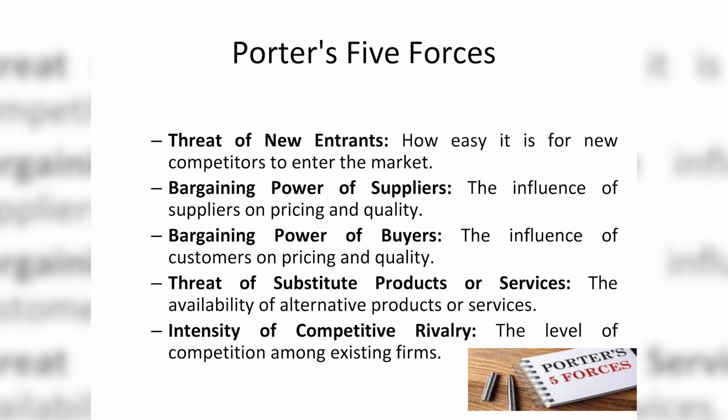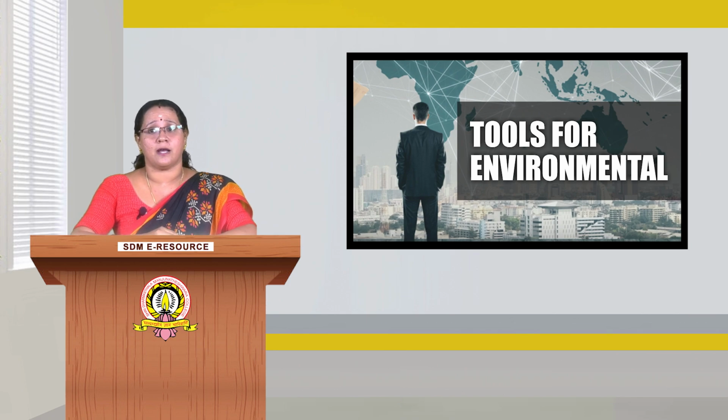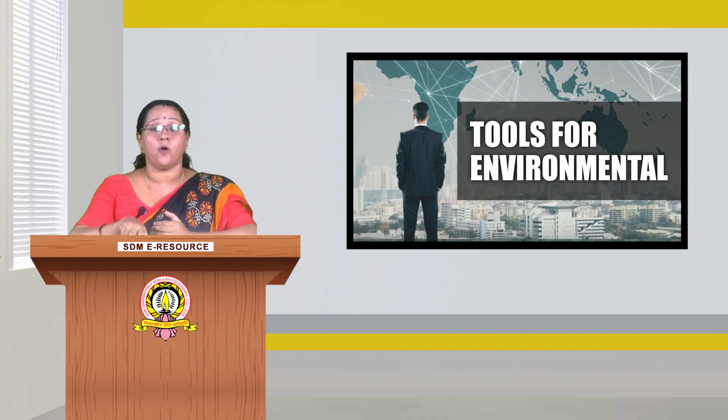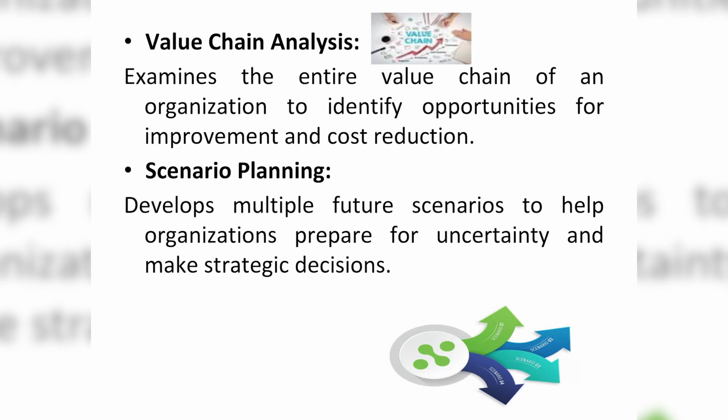That is that tool. The other tool is core competency analysis. So you have to identify the unique strengths and capabilities that give an organization a competitive edge. So this tool helps you to know how good you are compared to your competitors. And the next tool is value chain analysis. So this tool helps you to create value for your product. It examines the entire value chain of an organization to identify opportunities and improve cost reduction.